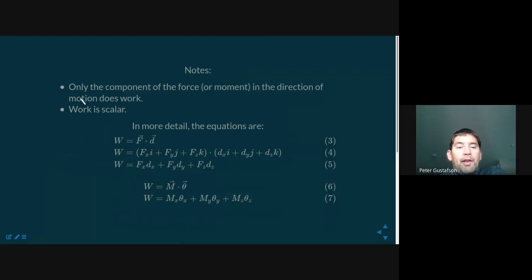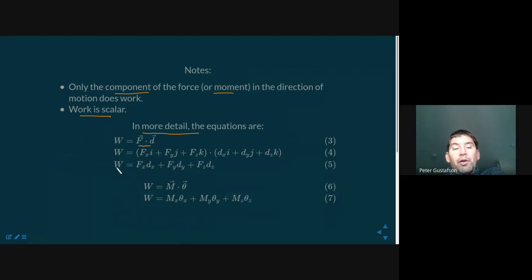Okay, these are things I don't need to dwell on for too much time. Only the component of force or moment in the direction of that motion actually contributes work. It is a dot product. And I mentioned this already, work is a scalar. So if we wanted to lay out in a little bit more detail what these equations are, I said work is equal to force dotted with displacement. Of course, force has components Fx i plus Fy j plus Fz k. Displacement has components dx i plus dy j plus dz k.